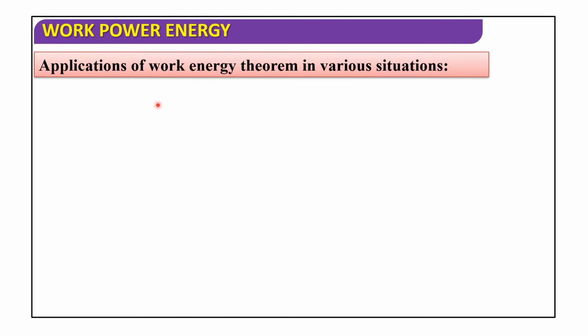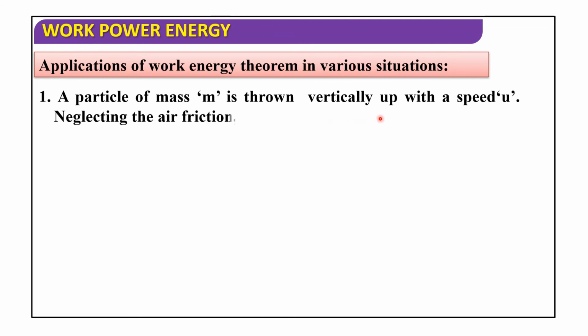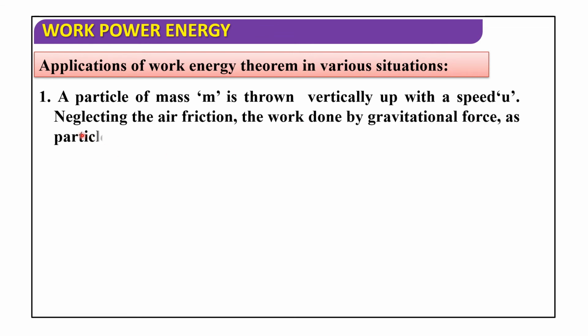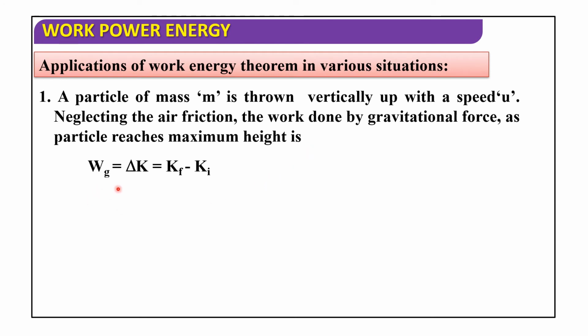Applications of work energy theorem in various situations. A particle of mass m is thrown vertically up with a speed u, neglecting the air friction. The work done by gravitational force as the particle reaches maximum height is W equals delta K, that is equal to Kf minus Ki, or W equals minus half mu square, since Kf is equal to 0.